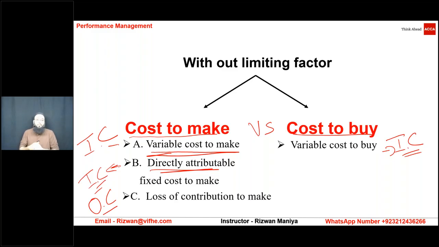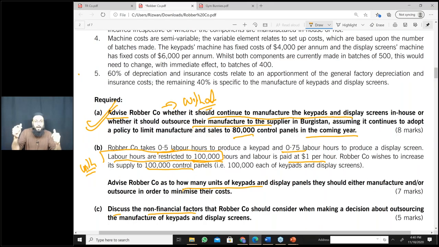Okay, so first is incremental cost. Second is incremental cost. It's because it's a directly attributable fixed cost to make, which means if you make, you will incur this fixed cost, and that is why it's an incremental cost. Okay, that's why it's an incremental cost. So I hope the strategy is working well. So we have seen the question, we understood the requirement.